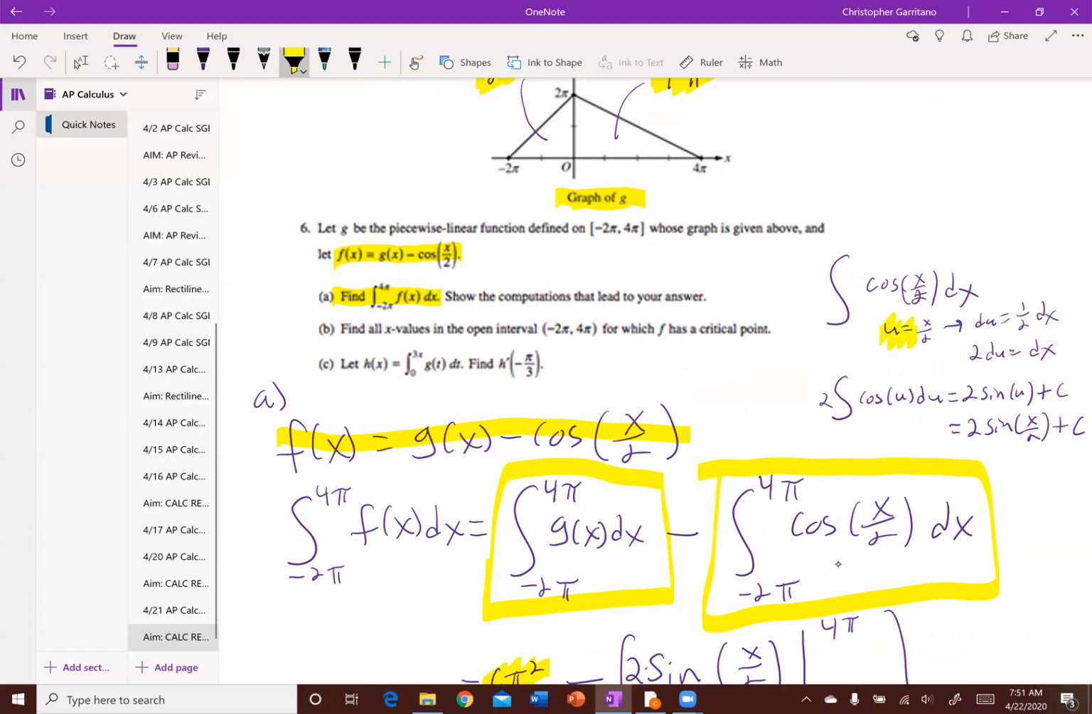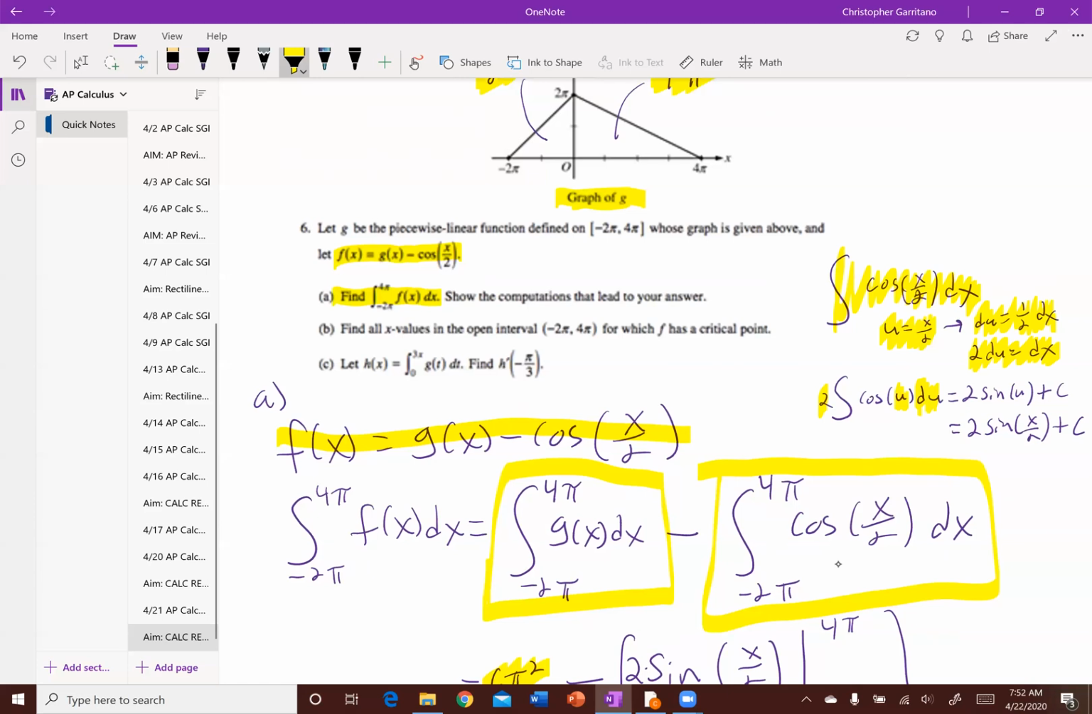I set u equal to x over 2. That means du is equal to 1/2 dx. Equivalently, 2 du is equal to dx. So I take my original integral and I just replace pieces. Instead of dx, I write 2 du. And instead of x over 2, I write u. So now this becomes 2 times the integral of cosine of u du, which is a lot simpler.